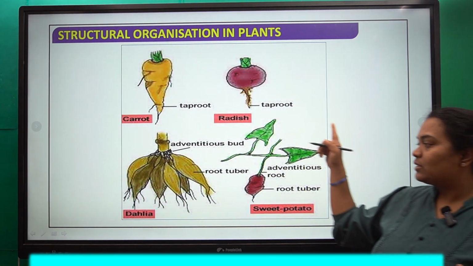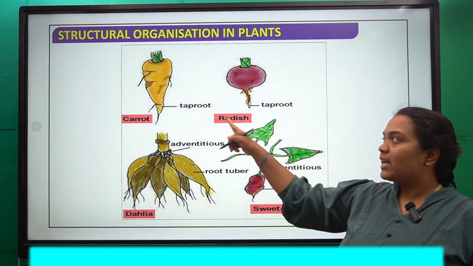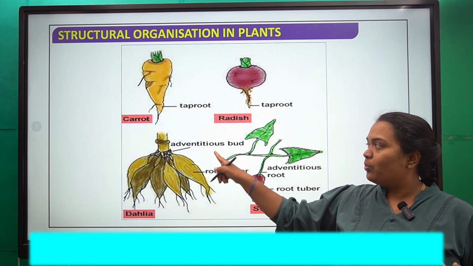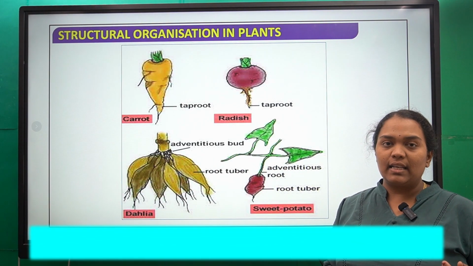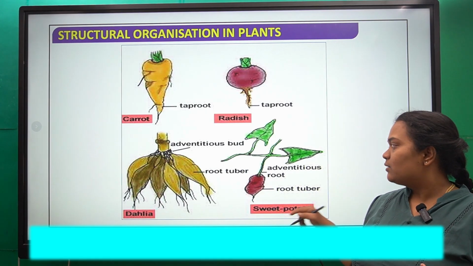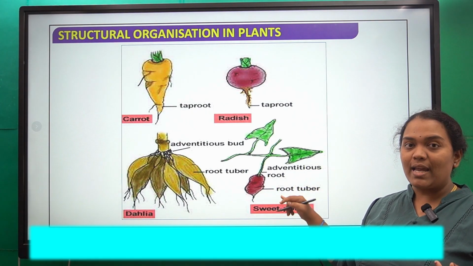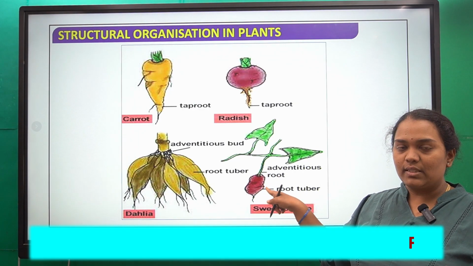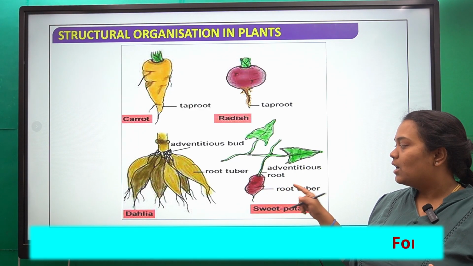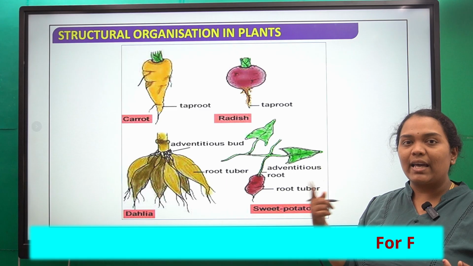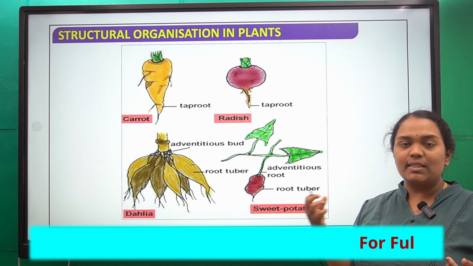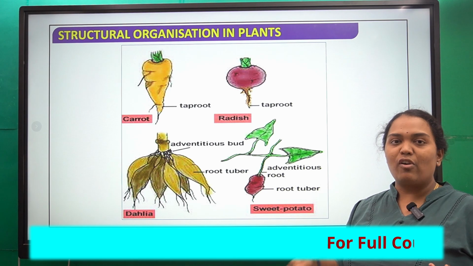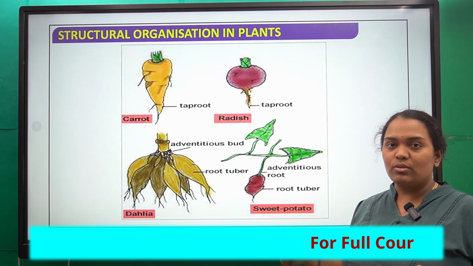So these are the different types of storage. The carrot is taproot, radish is also taproot, then root tuber in adventitious root, that is dahlia or asparagus. Then sweet potato is adventitious root. Why adventitious root? When you observe, the root giving rise to this sweet potato is not emerging directly from the base of the stem, but wherever the tendril falls on the ground, it gives rise to these roots.